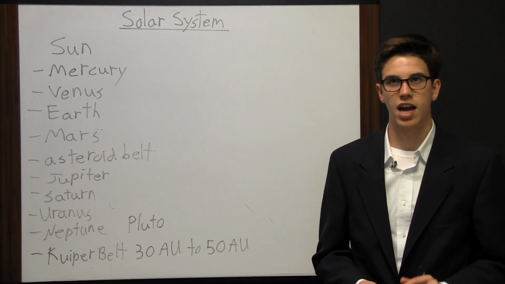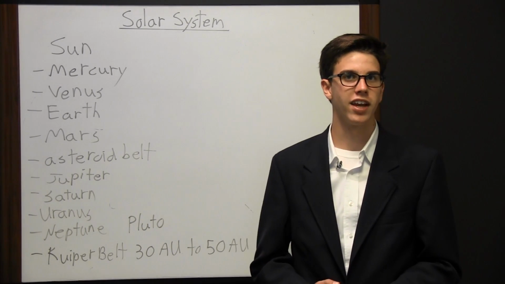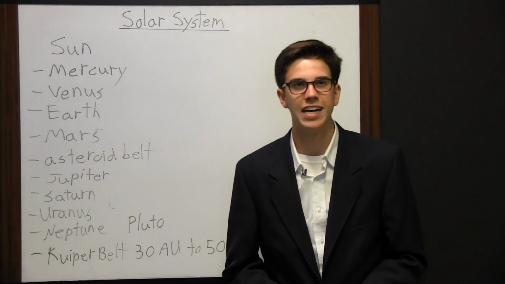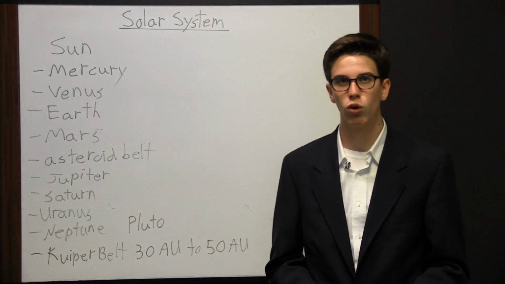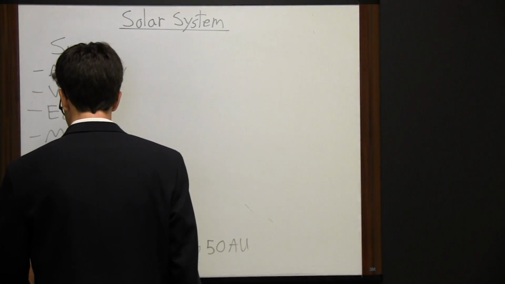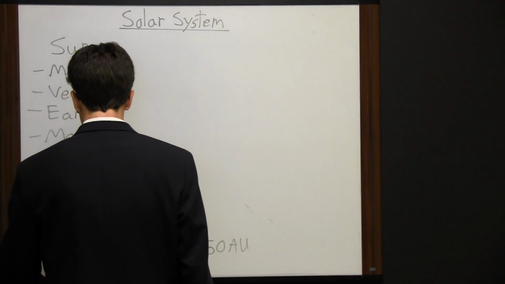And so this contains countless numbers of icy bodies of water, methane, and ammonia, some with rocky cores. Now, beyond the Kuiper belt lies the hypothesized spherical Oort cloud, thought to be the source of long-period comets. So that's the Oort cloud.